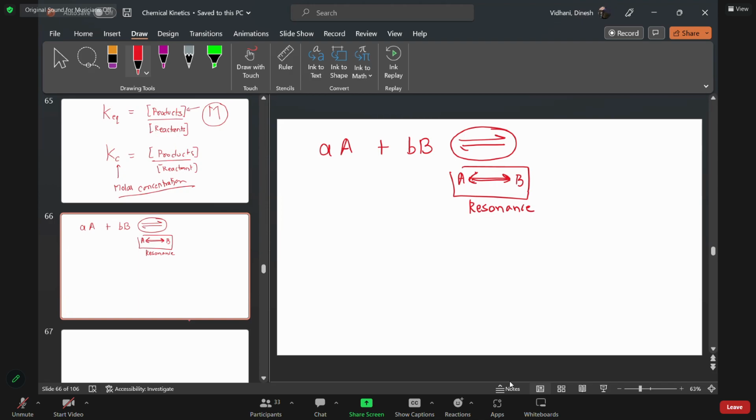Okay, so if you write this arrow like this in your exam, in place of equilibrium, you're going to get it wrong, right? So just to let you know.